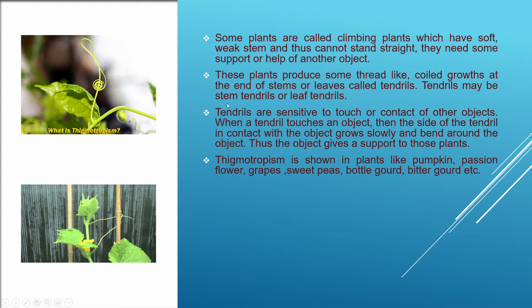Tendrils may be stem tendrils or leaf tendrils. These tendrils are very sensitive to touch or contact with other objects. When a tendril touches a straight object, it coils around it so that it can grow properly. So this is one example of thigmotropism, and it gets a support to stand straight.